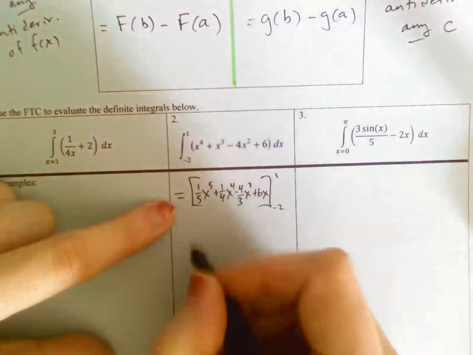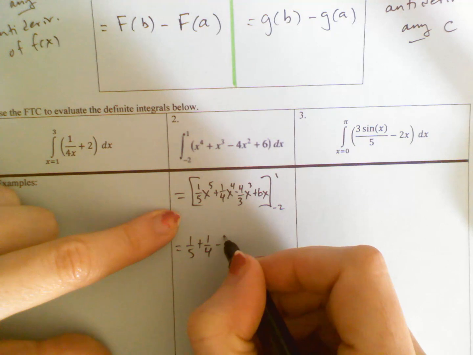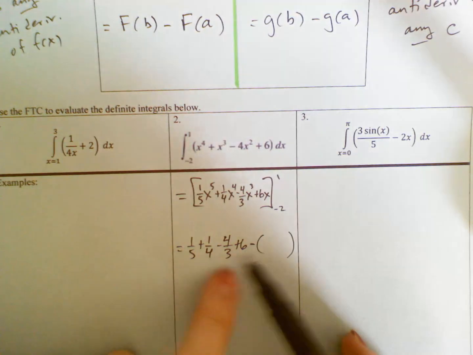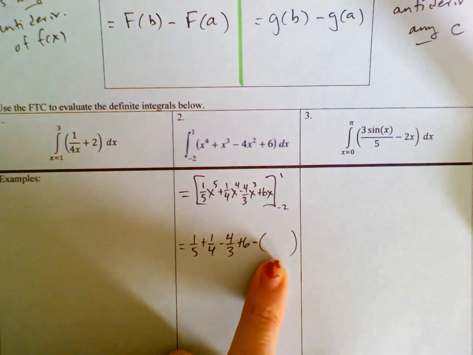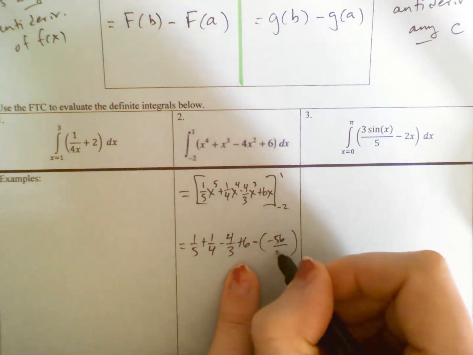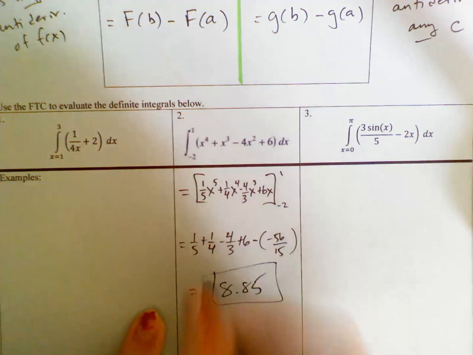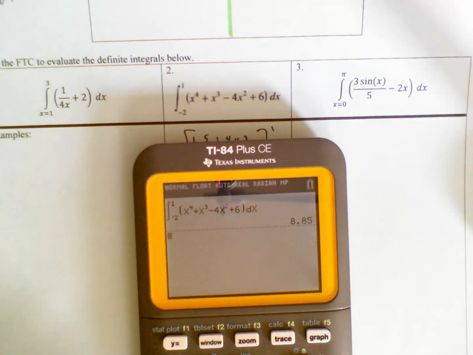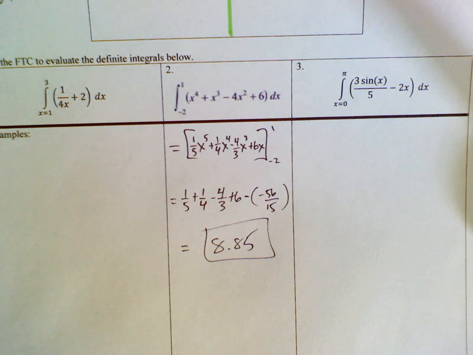Now I plug in 1. So this is 1/5 plus a 4th minus 4/3 plus 6, minus, that's what I get when I plug in 1, minus, when I plug in -2, I already did this, so let me just save us time, and you get -56/15. Plug that whole thing into your calculator, and you will get 8.85, which is the same as what we got at the beginning. Okay, so let's do the others.